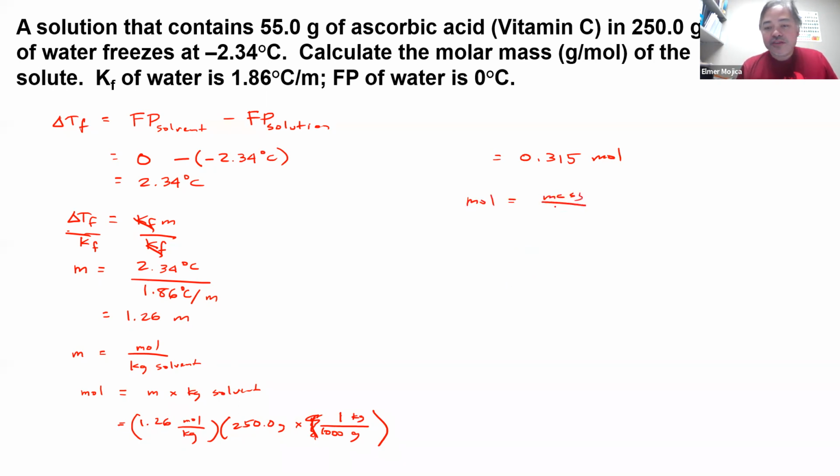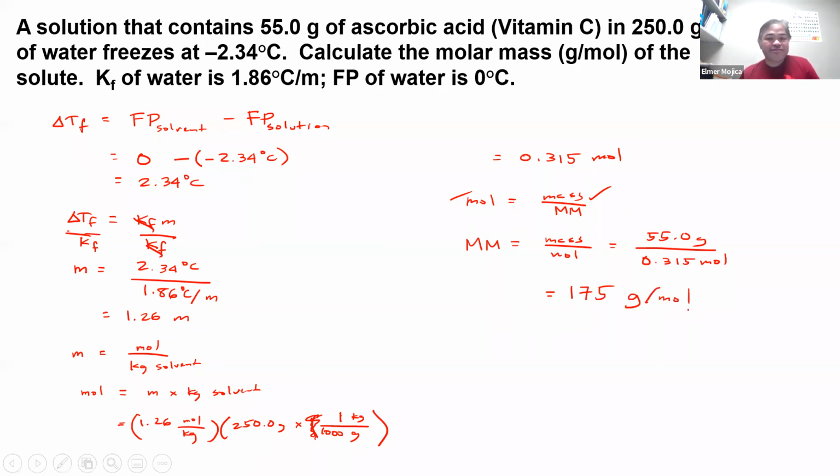Now, we all know moles is equal to mass over molar mass. Now, we know mass, we got the mole, so we can calculate for the molar mass. So rearranging this one, molar mass is just equal to mass over mole. So we use 55.0 grams over 0.315 moles. So the molar mass is equal to around 175 grams per mole.